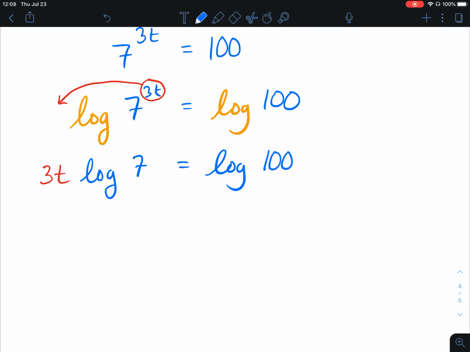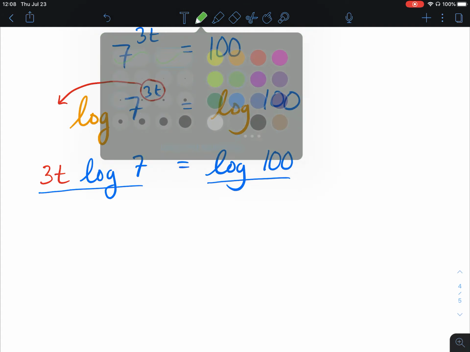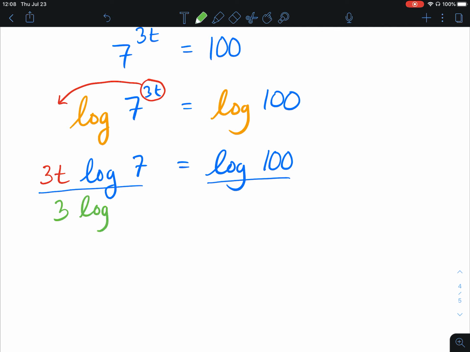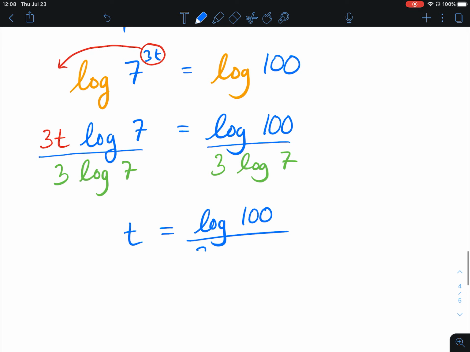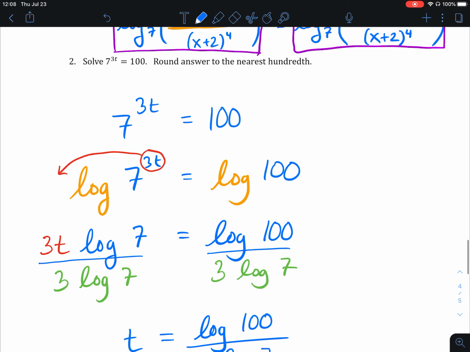T is currently being multiplied by 3 and log of 7, so I might as well just divide by both 3 and log of 7 to get t fully alone. So when I divide by 3 log of 7 on the left, that frees up t. T is left alone. On the right, an exact solution for this would be log of 100 divided by 3 log of 7. I think in the directions, though, it did ask for an approximate solution, so just pay attention to what we're looking for.